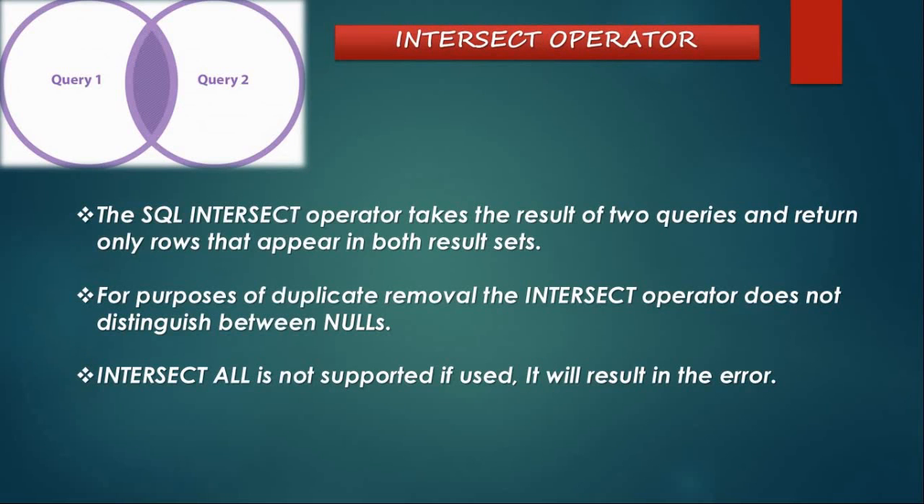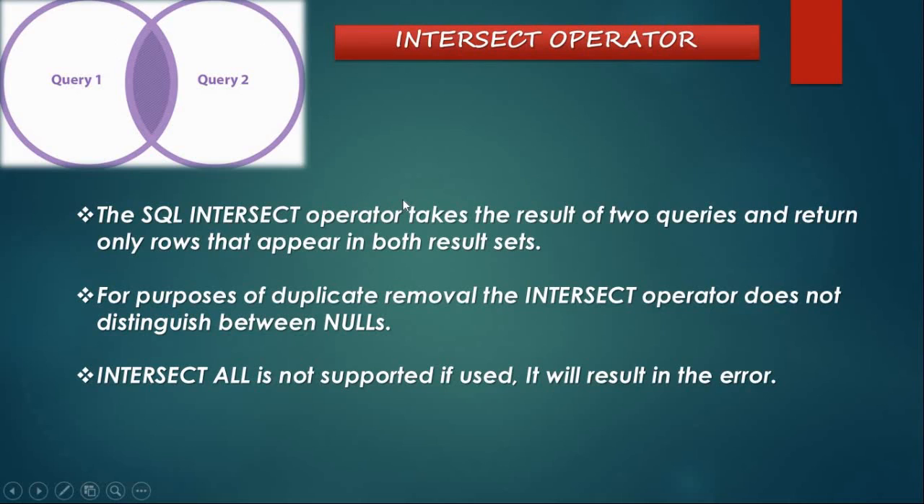Now let us discuss the intersect operator. Well, in an intersect operator, if we have 2 sets, set A and set B, the resultant set would be the intersection of both set A and set B. That means the resultant set will comprise of the elements which are common to both set A and set B, which we derived from query 1 and query 2 respectively.